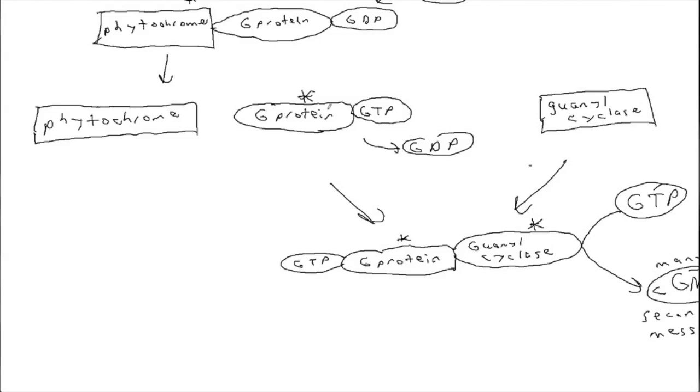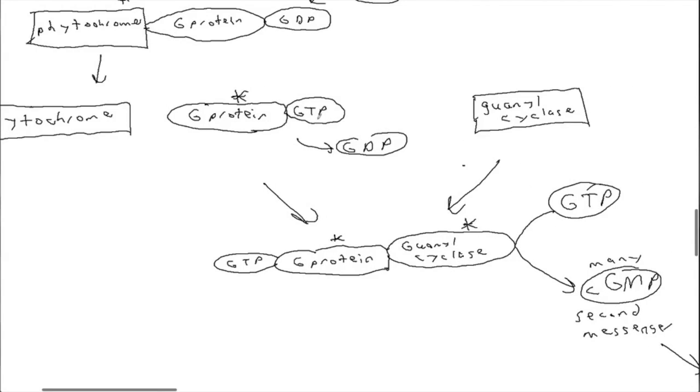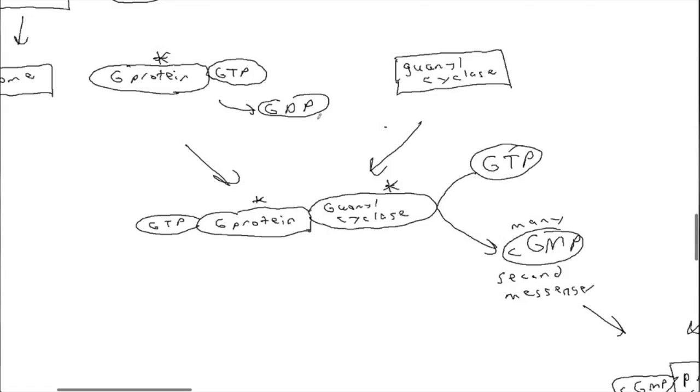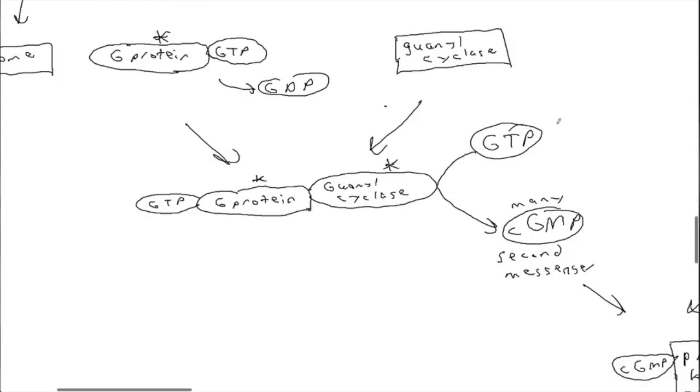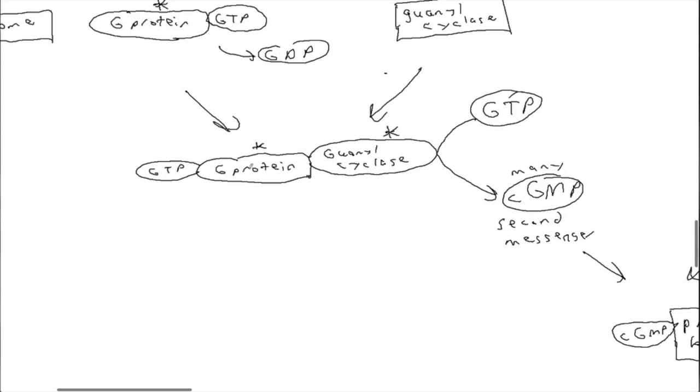By the way, where are all these steps happening? Which part of the cell? The cytoplasm. Yes, this is happening while things float around in the cytoplasm. Okay, so now we have an activated G protein. What's going to be the next step? The G protein is going to attach to the guanyl cyclase, and that will activate the guanyl cyclase.